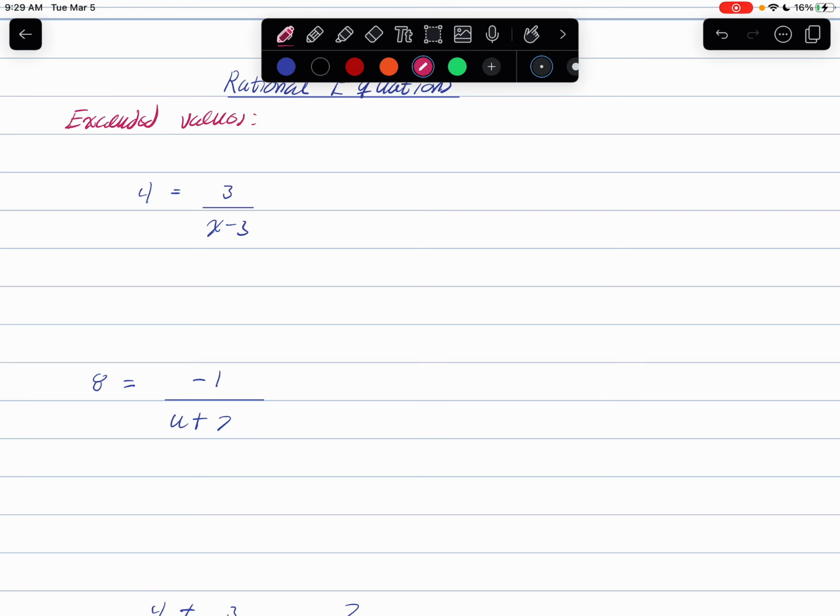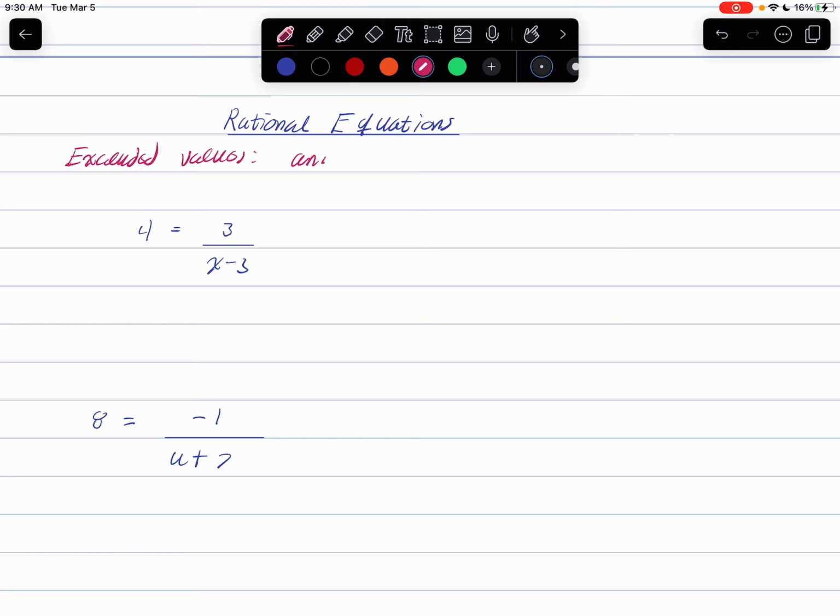So when you solve an equation, if you get back some number that would have made the denominator equal to 0, we'll say any solution that makes the denominator equal to 0 is not valid. And remember, the reason we can't do this is because we can't divide by 0.